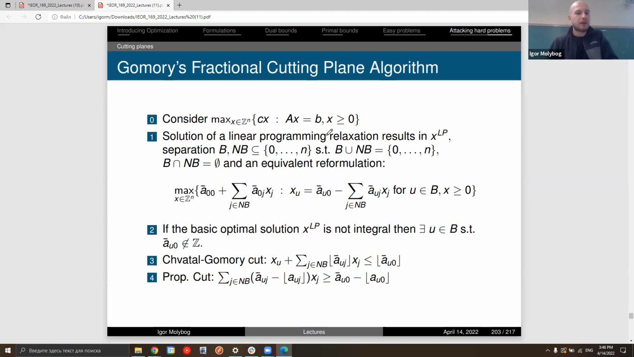So let's consider the problem of maximization of cx, where x is an integral vector, such that Ax equals b, x greater than or equal to 0. So it's the standard form of these inequalities. The solution of a linear programming relaxation results in a vector x that we're going to be calling x_LP.